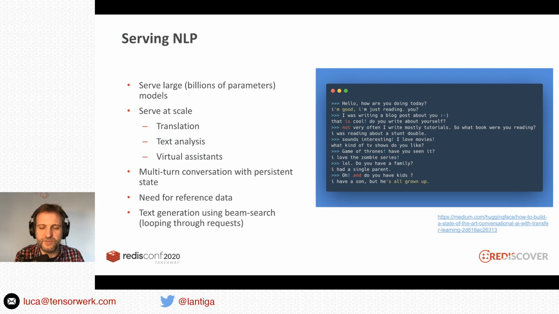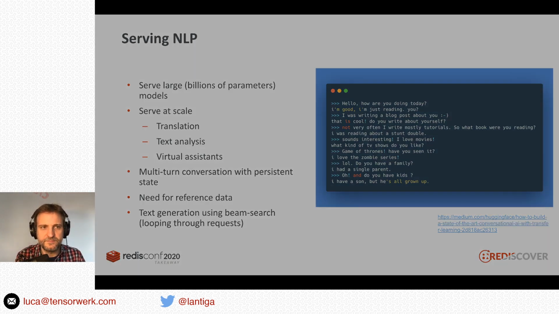Often you need reference data kept in memory, and sometimes it's not just running the model once, but running it multiple times using techniques like beam search, which unrolls a conversation in many possible ways and then chooses the one that fits best. So this means looping through requests as you serve your model.